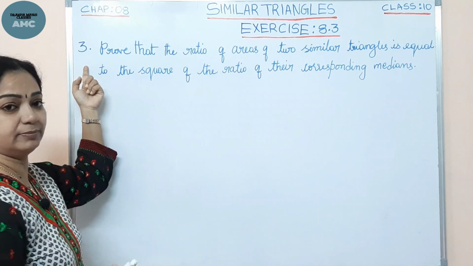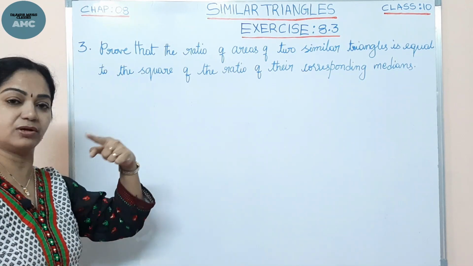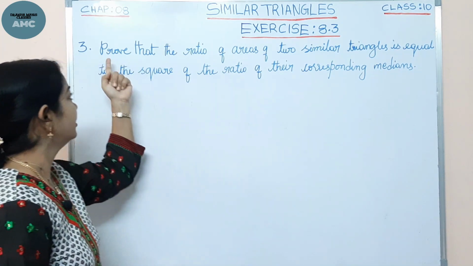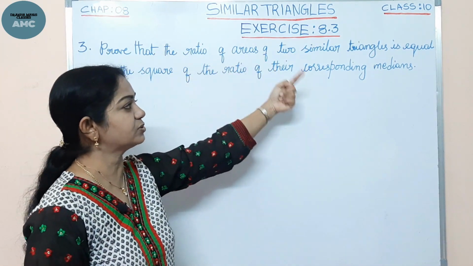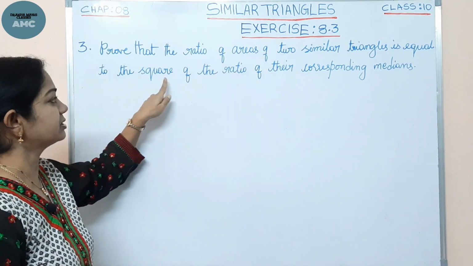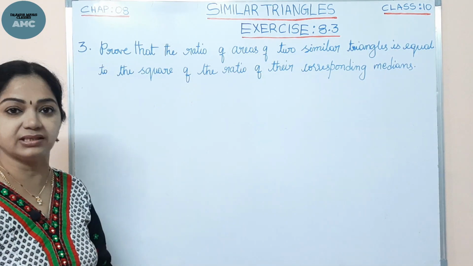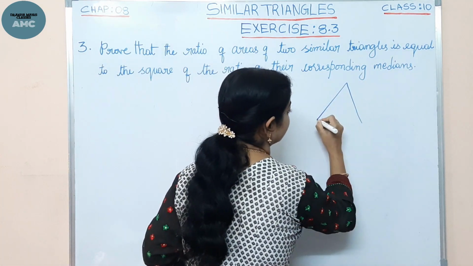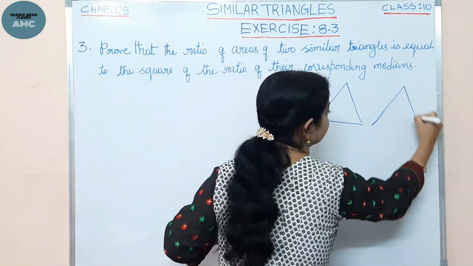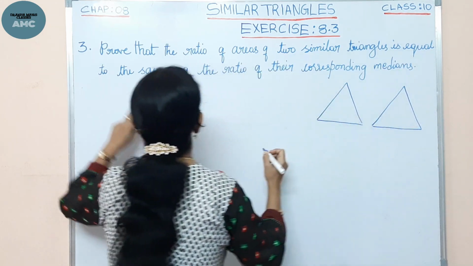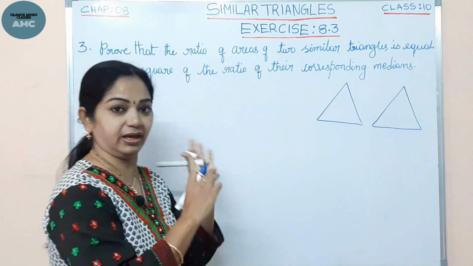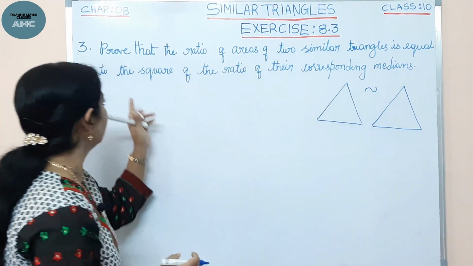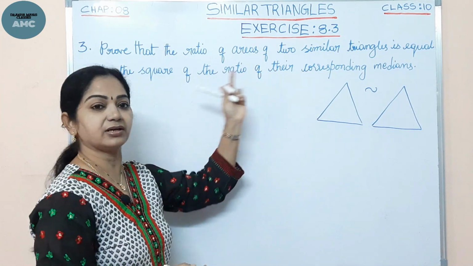Now here the third problem. Altogether we have 6 problems. I'll solve for you the 4 problems and you do practice the other 2 problems. Right. Here, prove that the ratio of the areas of 2 similar triangles is equal to the square of the ratio of their corresponding medians. Now here asked is that, let me draw the diagram here. 2 similar triangles given. Right. Here we have to prove that the ratio of their areas, these 2 are similar, is equal to the squares of the ratio of their corresponding medians.